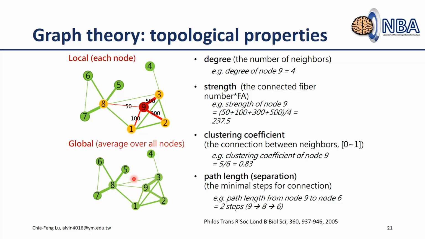And these are just four of a lot of topological properties. I take four simple ones for you to have a general idea about how we summarize the information, or how we quantitatively describe the properties of the network. But I only take one node as an example. If you want to summarize the whole brain network, what should you do? Simply, you need to calculate the value for each node and then calculate the average value over all the nodes. It's just the way you summarize the value for the global network. I will go through the details, so don't worry about it right now.